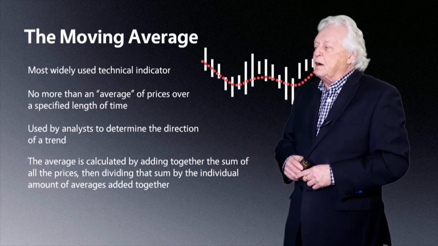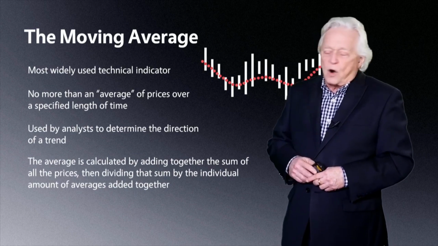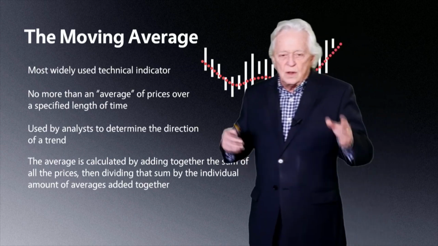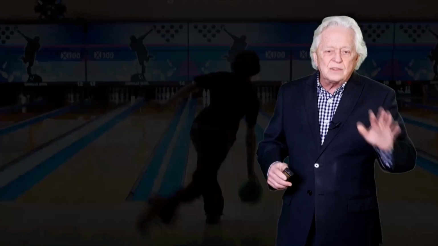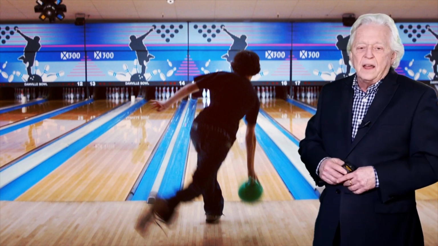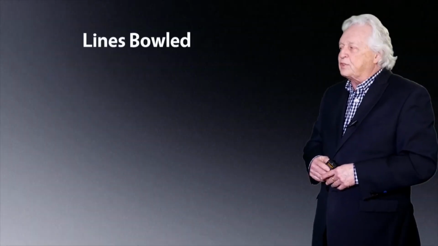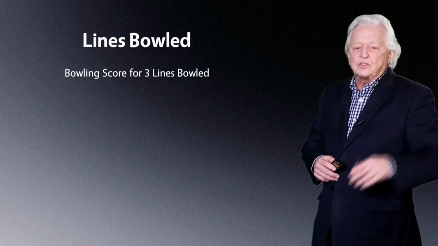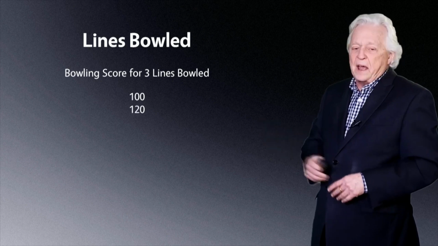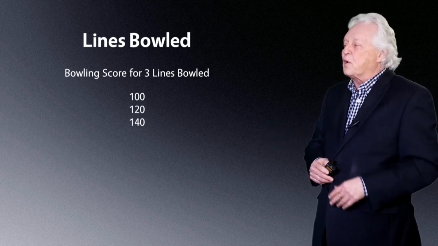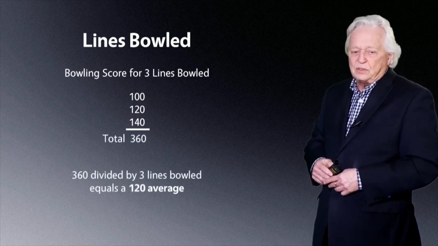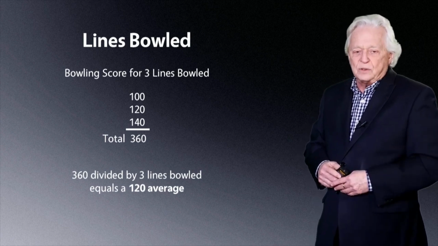The average is typically calculated by adding together the sum of all the prices, then dividing that sum by the individual amount of averages added together. For the purpose of what we're doing here, let's say it's of closing prices, which is similar to us going together to a bowling lane, having a couple of beers, bowling, and we say, okay, we just bowled and we're going to take the score for three lines that we bowl. The first one's 100. We drink a little. We're getting better. We go to 120. We drink some more. We get up to 140. Well, what's our average? You take the sum of those three. It's 360 divided by 3, and we have 120.